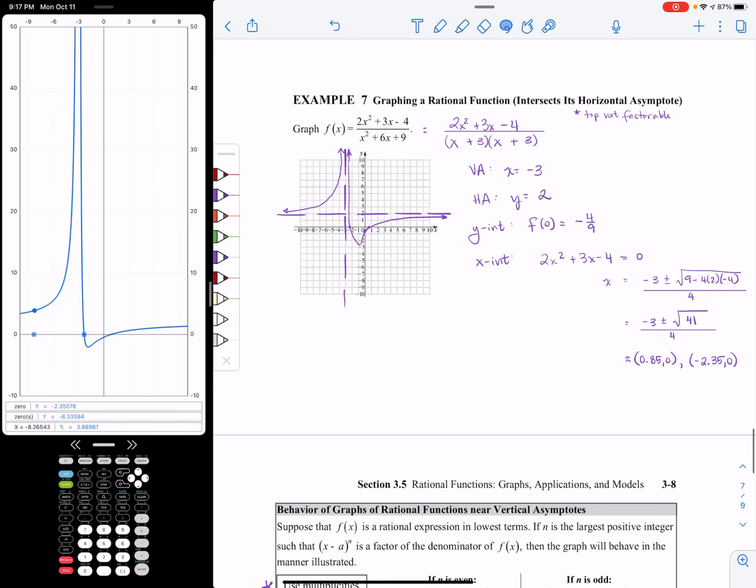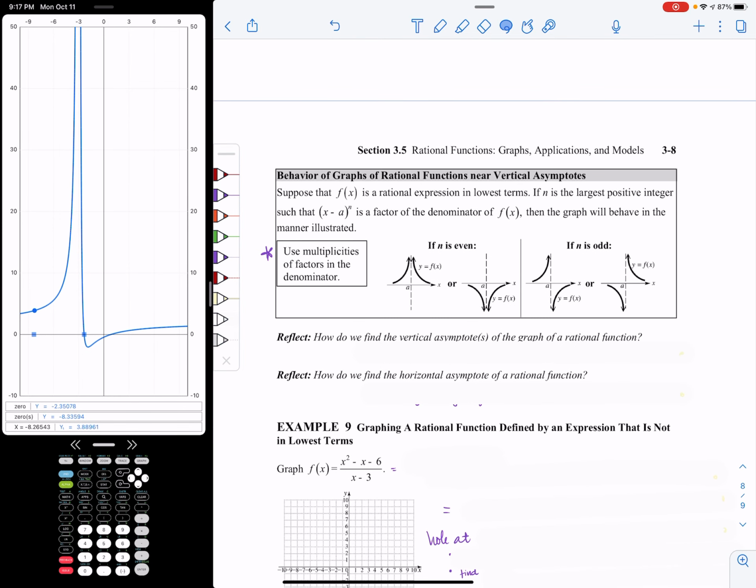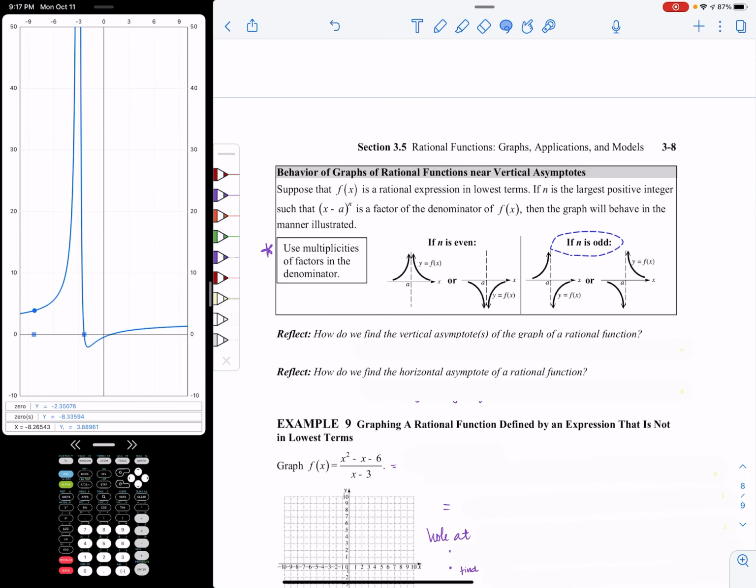So when I have that even multiplicity, notice that they're going to go the same direction on both sides of the vertical asymptote. If my multiplicity is odd, they're going to go in opposite directions. So you can think odd is opposite.